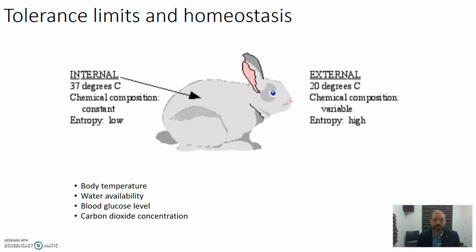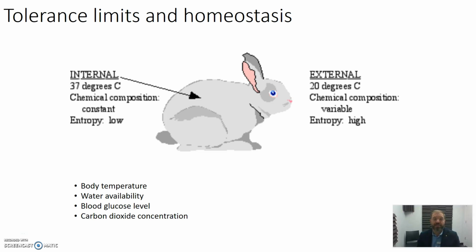For our low-res rabbit here, the external environment might be 20 degrees with a very variable chemical composition and a high degree of entropy, which means the level of disorder, the stuff that's out in the environment is pretty disordered. Whereas inside the cell, we have highly ordered, highly structured molecules like DNA or proteins. The internal environment is nice and warm, the chemical composition should remain fairly constant, and the level of entropy is low. So there's a big difference between the external and the internal environment.